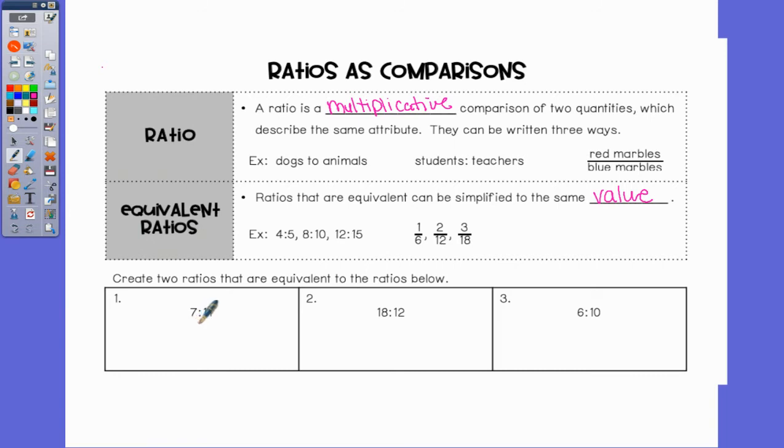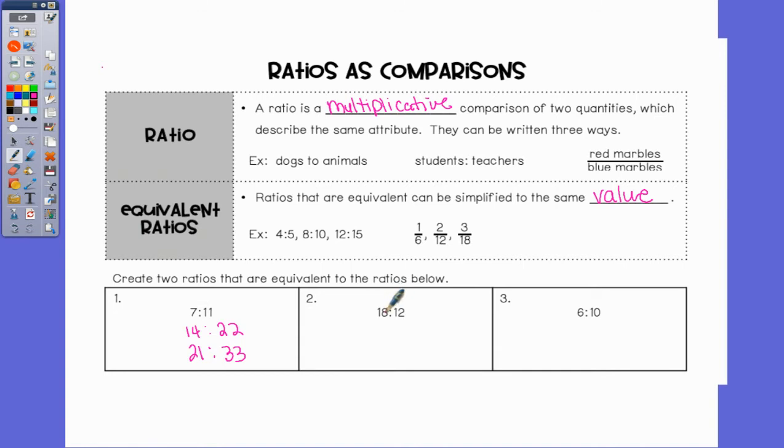The first thing I'm going to do is multiply by 2, and I'm going to get 14 to 22. Then I'm going to come back and multiply by 3. 7 times 3 is 21. 11 times 3 is 33. Okay, what about the next one?